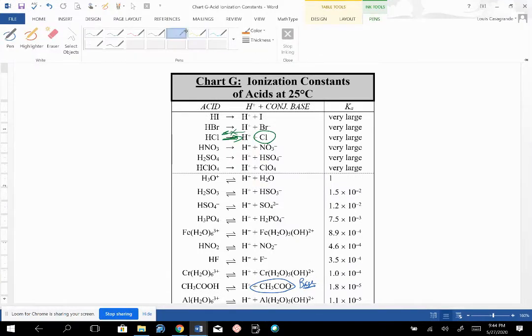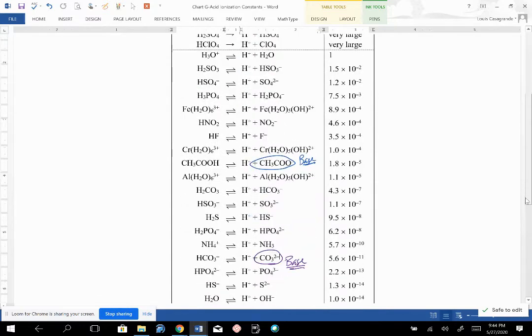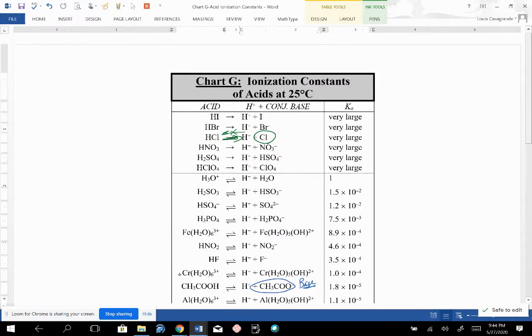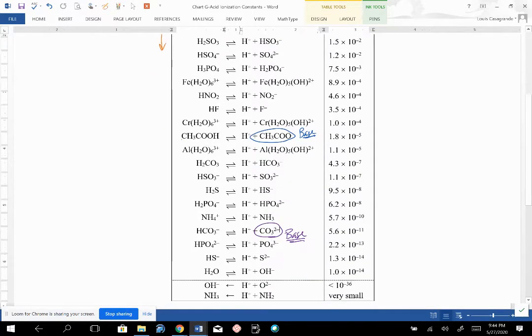Let's get to my orange pen and scroll down towards the bottom. We can find ammonium in that region. Again, we want to look between the hydronium ion and the hydroxide ion, so it's got to be in here somewhere. And sure enough, there's our ammonium.